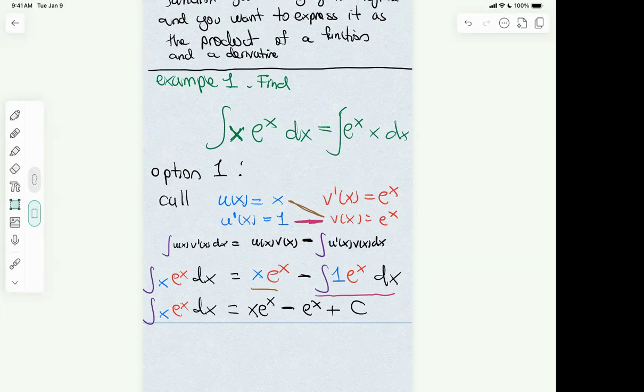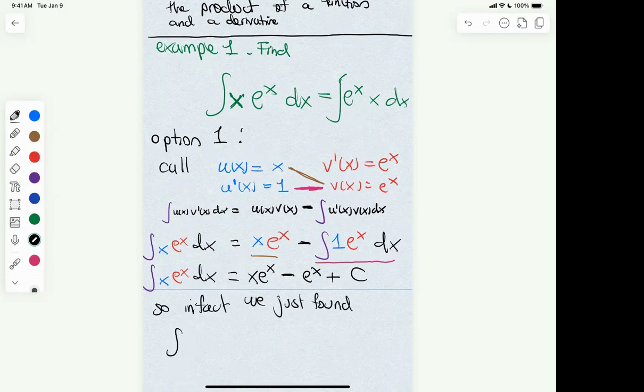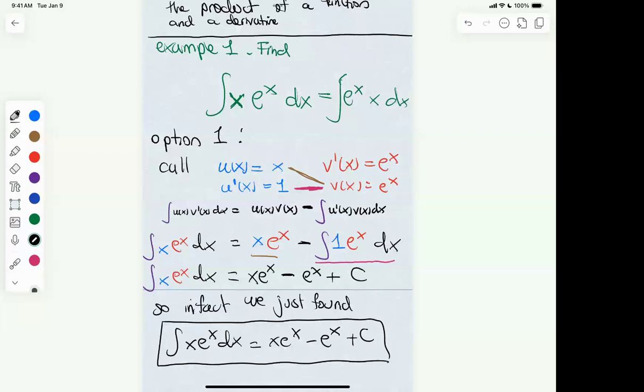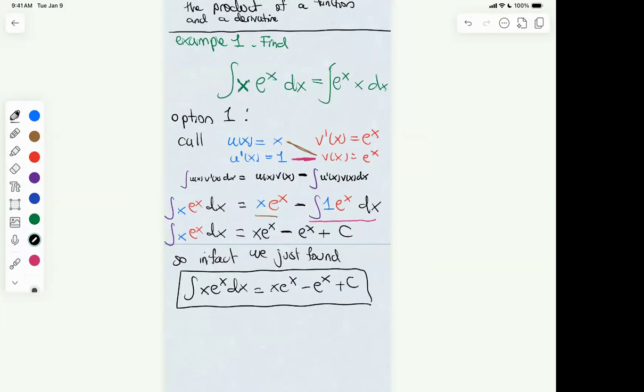Okay. But of course, who would memorize that? No one. You have to use integration by parts to figure it out, because it is a very specific type of integral. So in fact, this proves what we just found. Is that okay? Is that making sense?